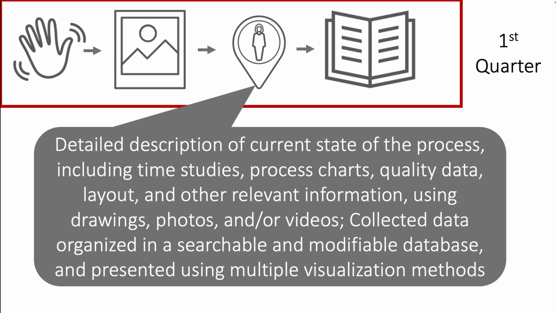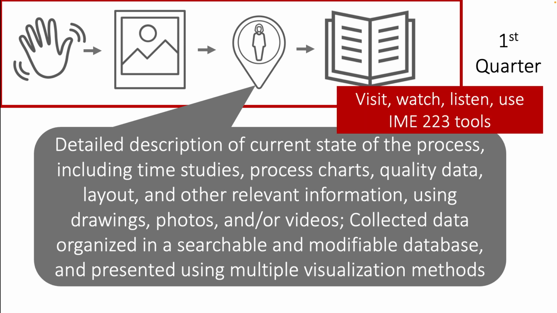Now, this is really important: to not be looking ahead to what's the solution, but what is happening right now, and that'll be important for measuring success. So if it's possible to visit the location, we watch, we listen, we use many of the IME 223 process improvement tools that you've learned.